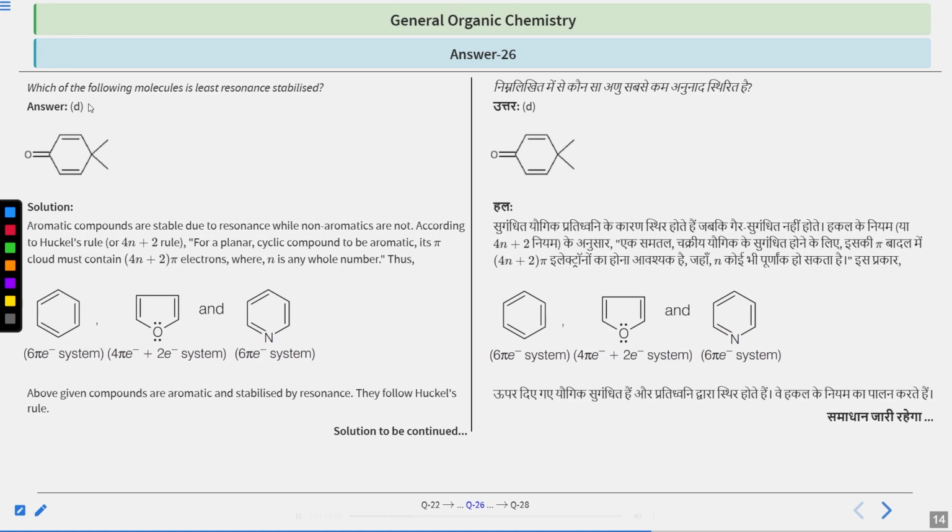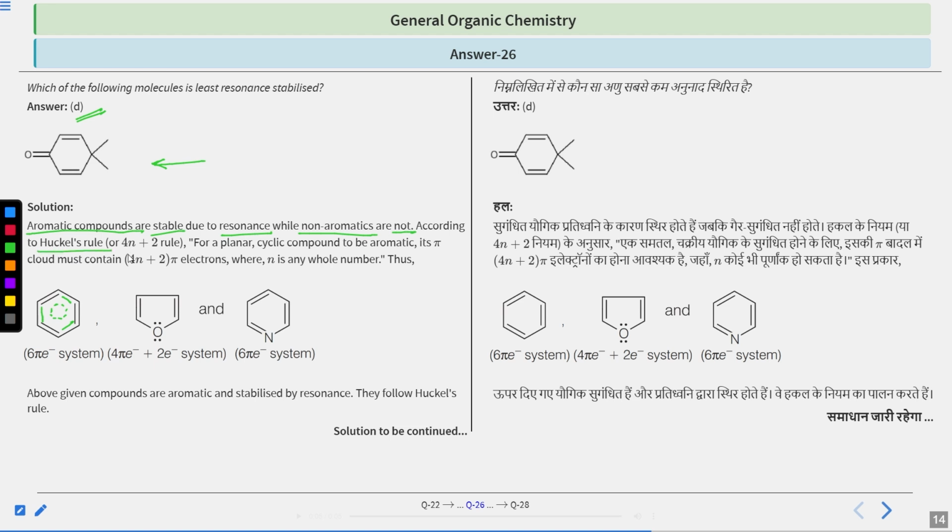Okay, let's see. So the correct answer is option D, that is this structure. Aromatic compounds are stable due to resonance, while non-aromatics are not. Aromatic compounds are those, like the benzene ring, in which we can arrange their double bonds alternatively too. We can write benzene like this too, and we can shift this double bond here, this double bond here, and this double bond here. This will also be called benzene. That's why we draw this circle in the middle of the benzene ring. So aromatic compounds, due to the resonance property, are most stable, while non-aromatic compounds are not.